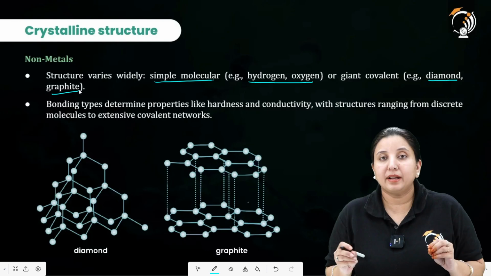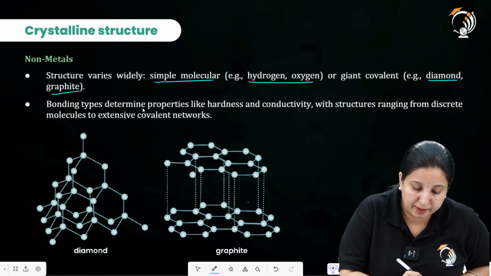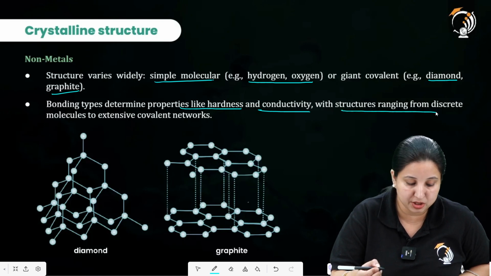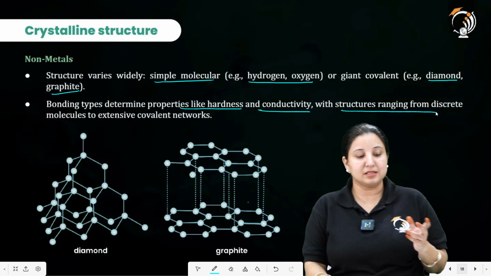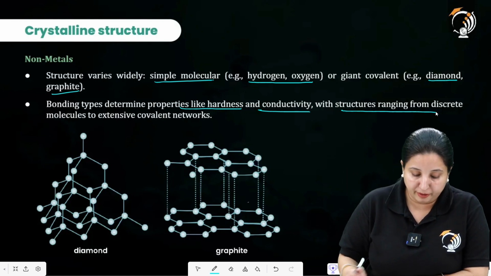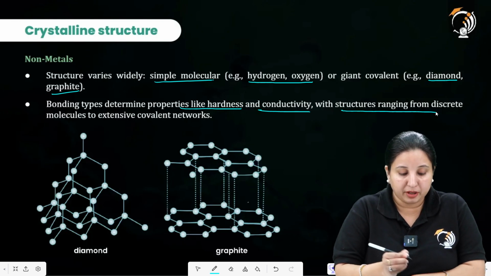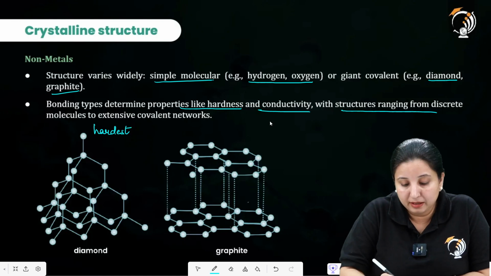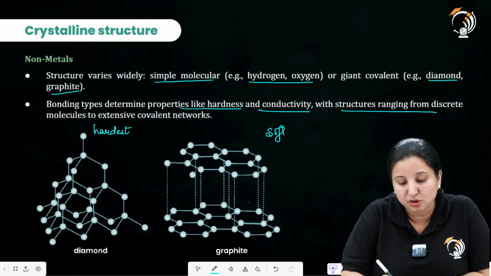They are covalently bonded. So bonding types determine properties like hardness and conductivity, with structures ranging from discrete molecules to extensive covalent networks. For example, diamond is one of the hardest substances known. But graphite is not the hardest, it is very soft.